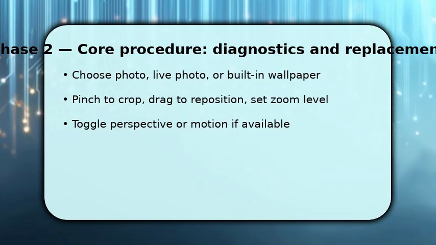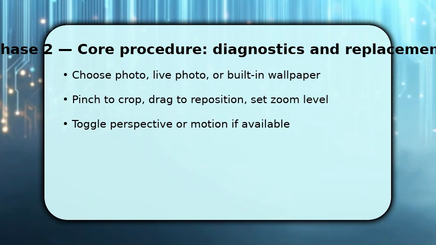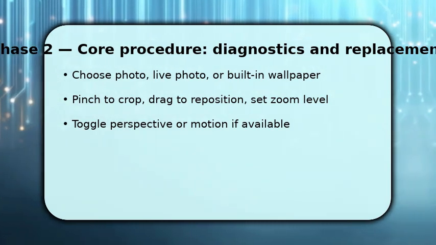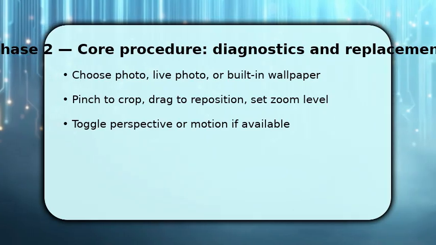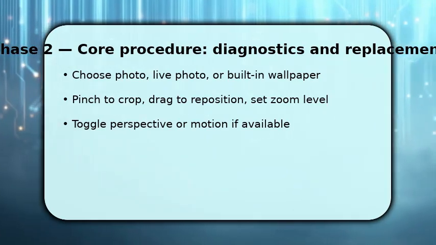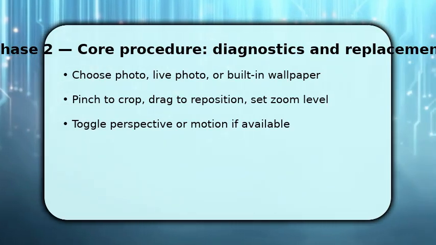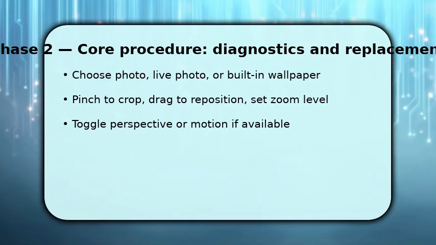You now pick the image and fine-tune its framing. Tap a photo, live photo, or a built-in wallpaper. Use pinch to zoom and drag gestures to crop and center the subject. This controls how the image fills different screen ratios. If your device offers perspective or motion, toggle it on for parallax or off for a stable look.